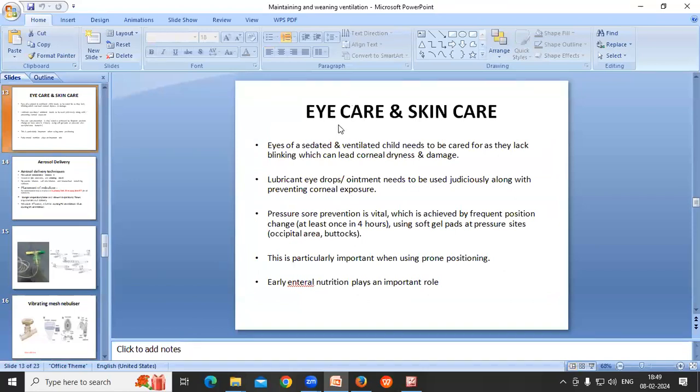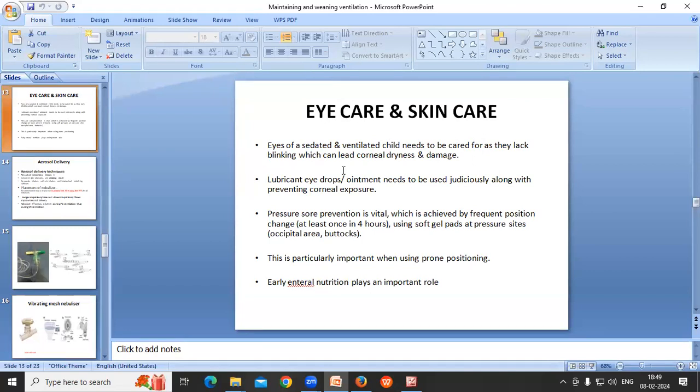The other important thing is eye care and skin care. Never forget that it is not just that I am ventilating, I am saving this child. If you don't properly give eye care and skin care to sedated children, and the eyes are damaged, even if the child survives your bad ARDS, they're going to sue you in court and you're going to face the penalty. If a child gets a bad bedsore because of your ventilation, that's all. Even if you save their child, they're not going to listen to you. So eye care and skin care is very important.